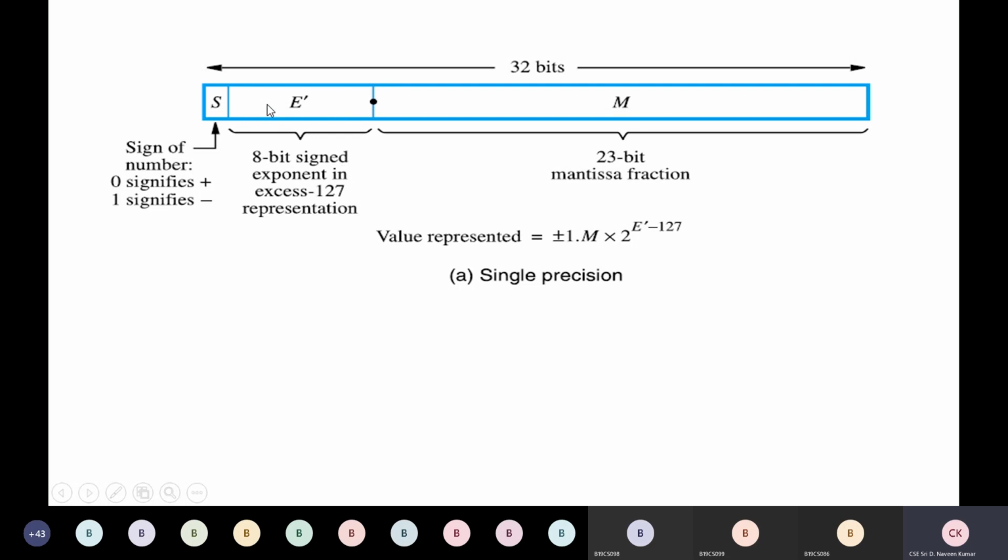8 bits for the exponent, because a floating point number consists of mantissa, exponent and also sign. So this is for the sign, this is for the exponent, and this is for the mantissa part. The remaining 23 bits out of 32, after 1 bit and 8 bits, are for the mantissa part. And this is the range of numbers it can represent, plus or minus 1.m into 2 to the power, in scientific format. I already said the 1.m format. This is single precision.